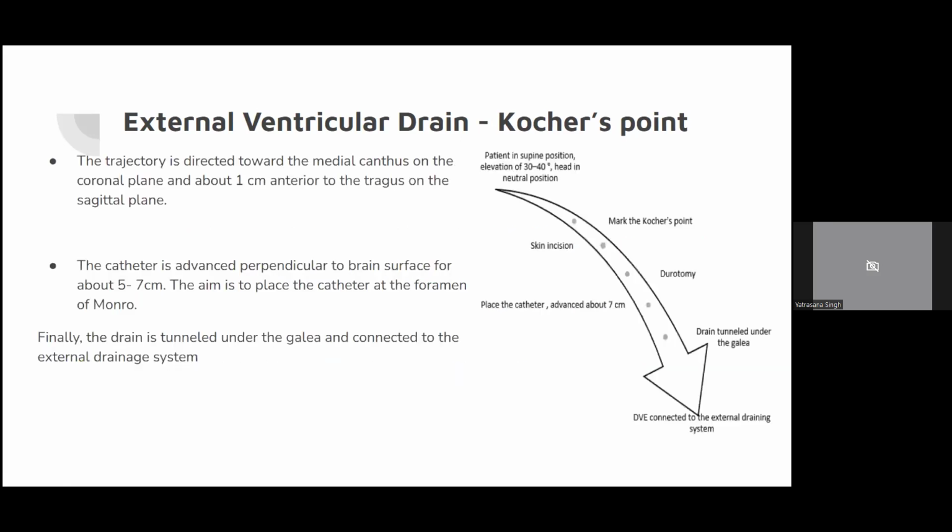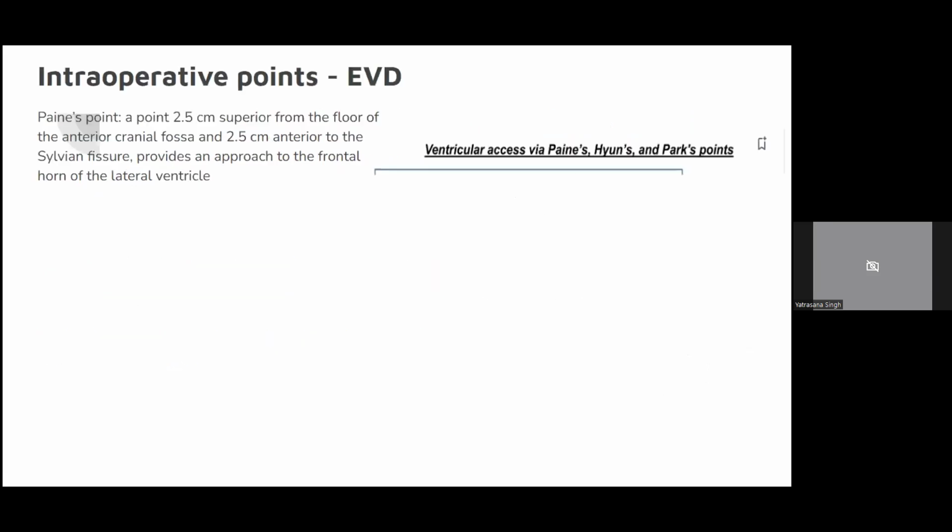The trajectory of the catheter is directed toward the medial canthus on the coronal plane, and about 1 centimeter anterior to the tragus on the sagittal plane. The catheter is advanced in a perpendicular manner to the brain surface for about 5 to 7 centimeters, so that the tip can be placed at the foramen of Monroe. The drain is tunneled under the glia and connected to the external drainage system.